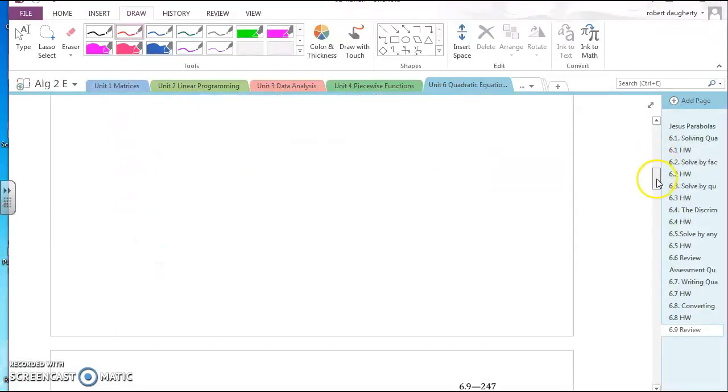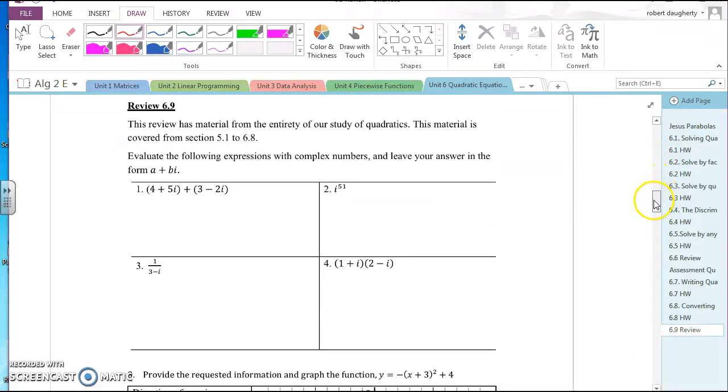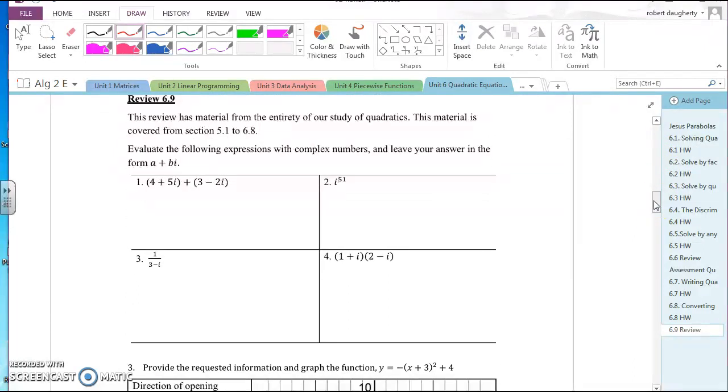So let's take a look. Now, if I look at the review, some of the review goes back to material we did earlier, 5.1 to 6.8. So this isn't by no means the exclusive review. You should really review the review from Unit 5 and the one previously in Unit 6 to make sure we cover all that content from the last two assessments.